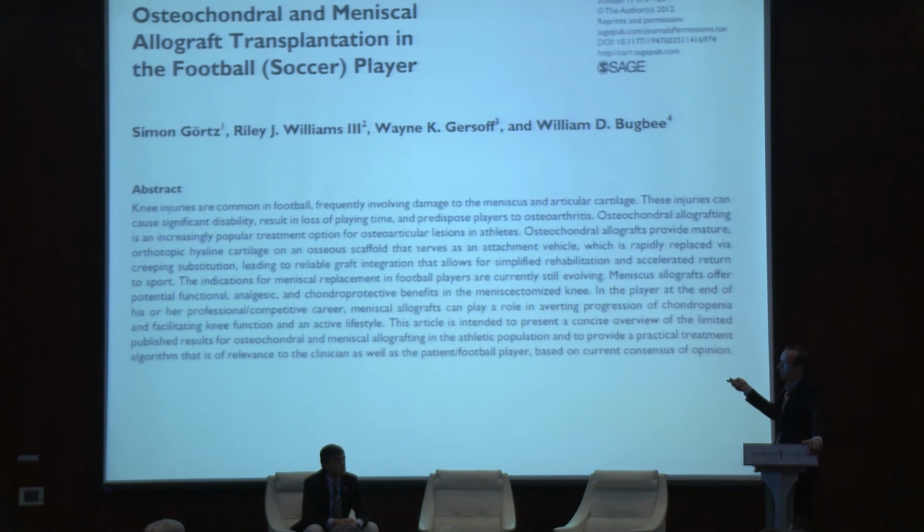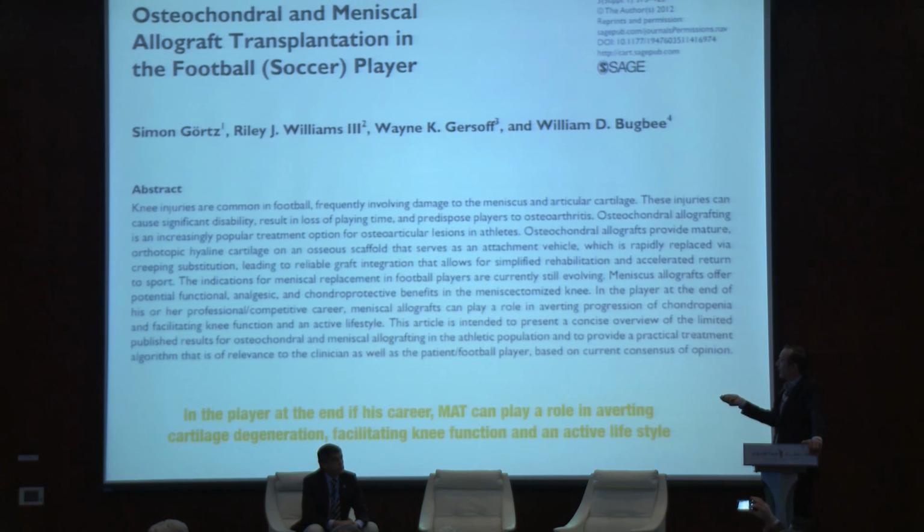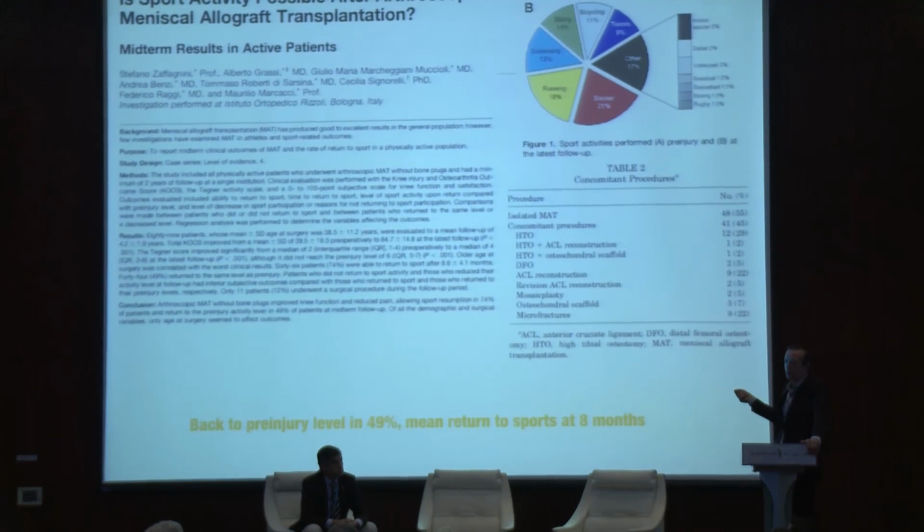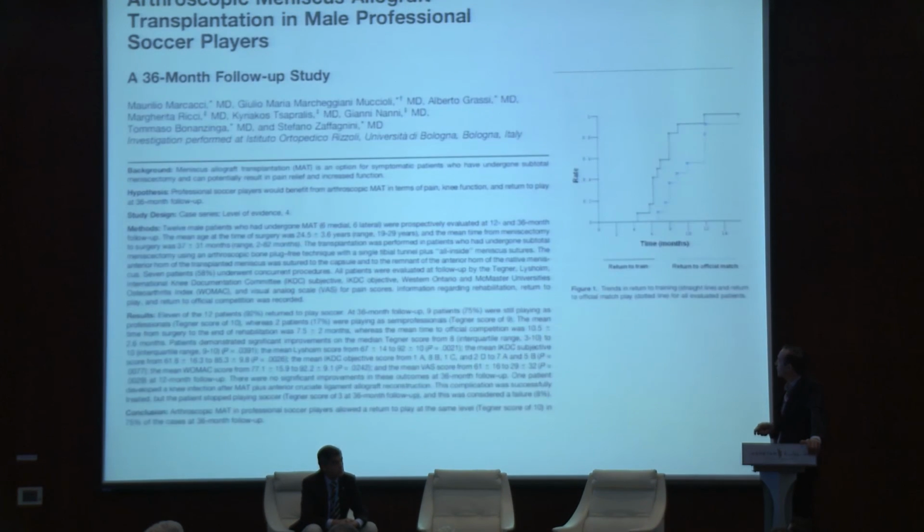Whatever we say, looking into the data out there, focusing on meniscus allografts and soccer players, if the player is at the end of his career, MAT can play a role in averting cartilage degeneration, facilitating knee function, and having an active lifestyle, but focus on end of the career. Is it possible to go back to sports? Yes, it is possible to go back to sports, not always, but the pre-injury level is attained from the Bologna group, 49%, and it takes you about 8 months. And I think from a personal perspective, this is rather quick. We are going a little bit slower in these patients.